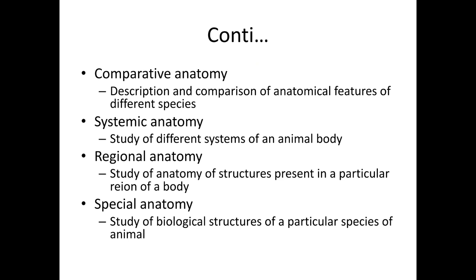Systemic anatomy, which is the study of different systems like the cardiovascular system, the hepatic system, the lymphatic system. Regional anatomy, which is the study of anatomical structures present in a particular region of the body. We can say we are going to study the regional anatomy of a limb, and the regional anatomy of the head region. Special anatomy, which is the study of form and structure of a particular species of animal.